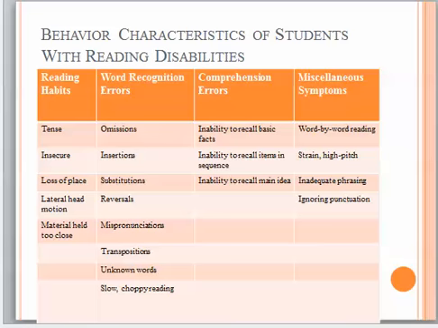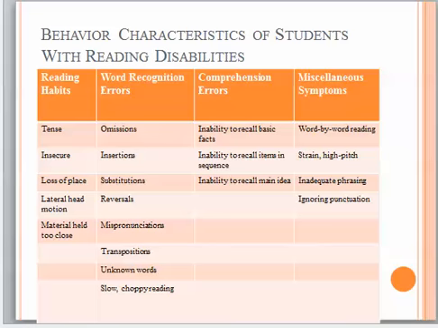The behavior characteristics of students with reading disabilities include reading habits where they're very tense, very insecure, they lose their place, there's a lot of lateral head motion, and they may hold the material very close. Their word recognition errors may consist of omissions, insertions, substitutions and reversals, mispronunciations, transpositions, unknown words, and their reading tends to be very slow and choppy. They may also often sound more like a robot.